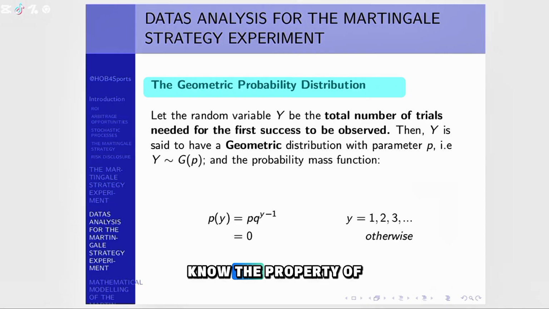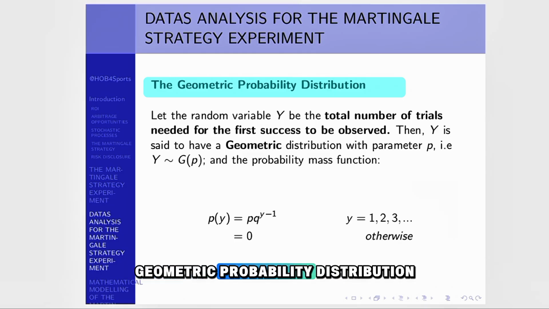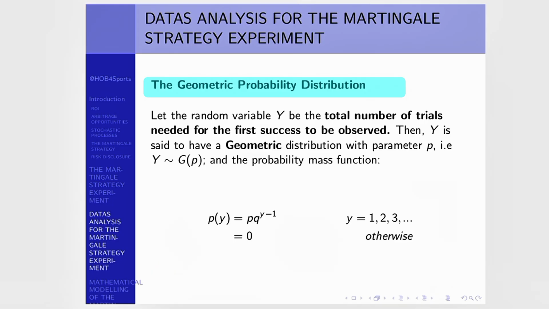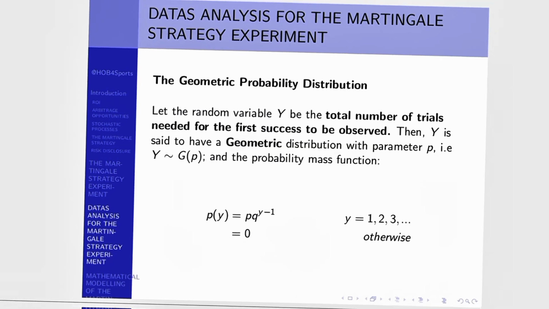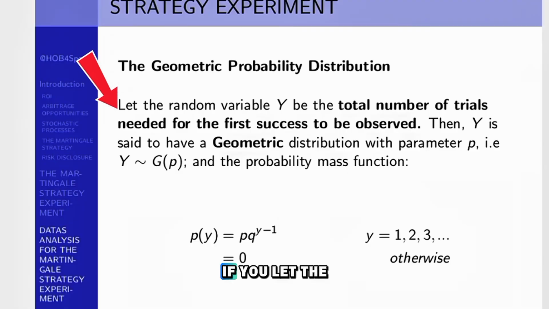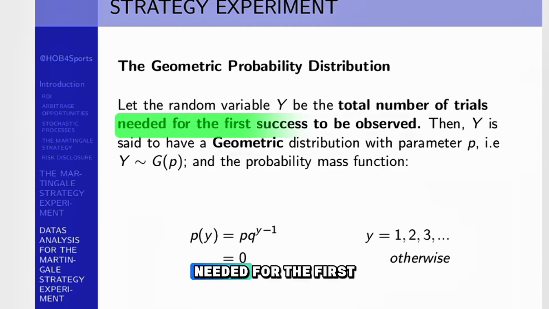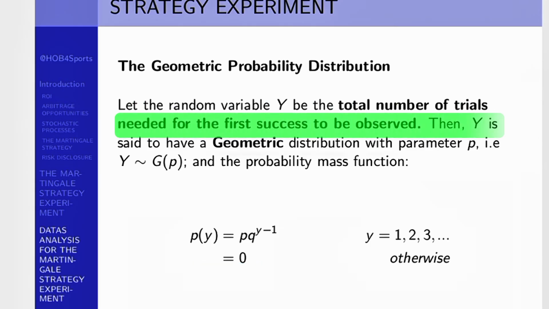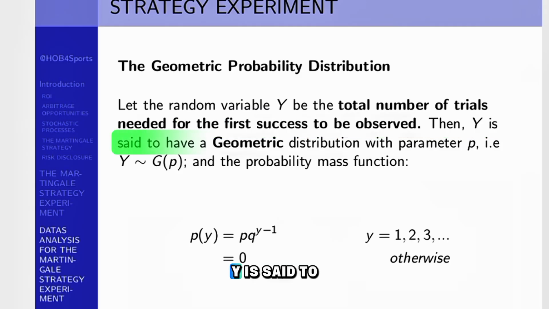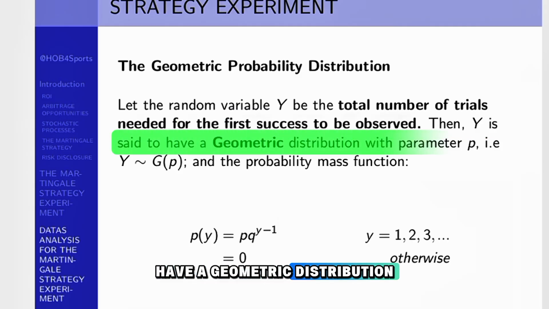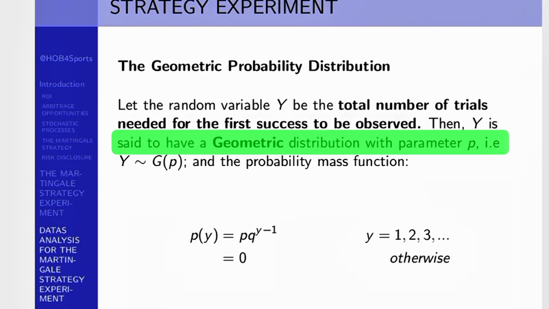So now that you know the properties of the geometric experiment, it is time for me to explain to you the geometric probability distribution and justify it mathematically. So, if you let the random variable y be the total number of trials needed for the first success to be observed, then y is said to have a geometric distribution with parameter p.